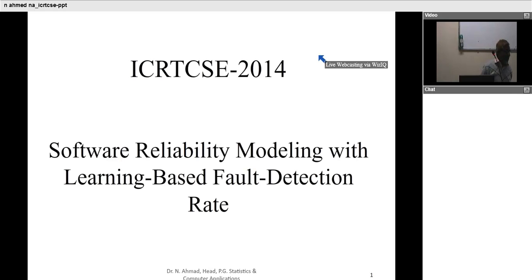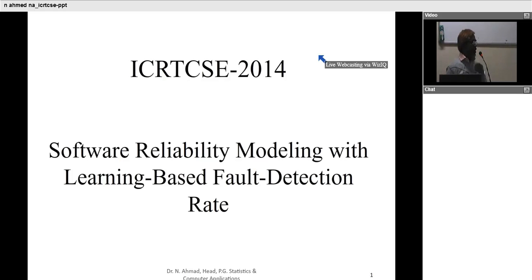Well, cheers, respected friends, colleagues. This work is basically done by one of my research scholars. Because of his absence, I am presenting it in his place. Okay. This is software reliability modeling with a learning-based fault detection rate.